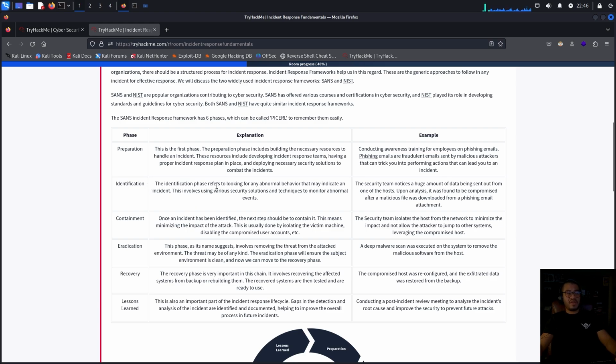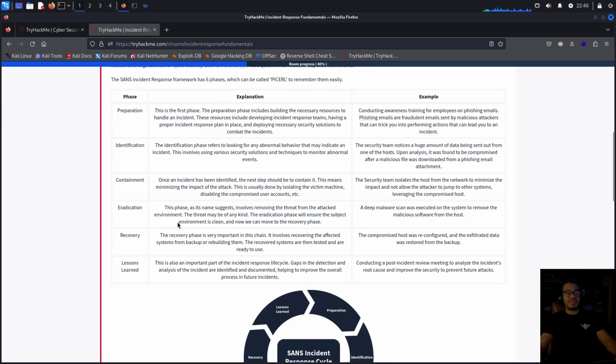Then comes the identification, right? This phase refers to looking for any abnormal behavior that may indicate an incident. This involves using various security solutions and techniques to monitor abnormal events. An example of this would be that the security team notices a huge amount of data being sent out from one of the hosts. Upon analysis, it was found to be compromised after a malicious file was downloaded from a phishing email attachment. The next one is containment.